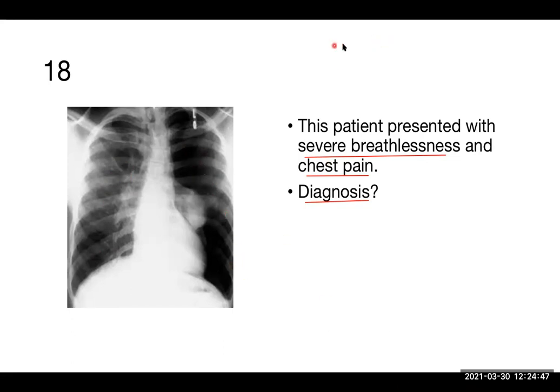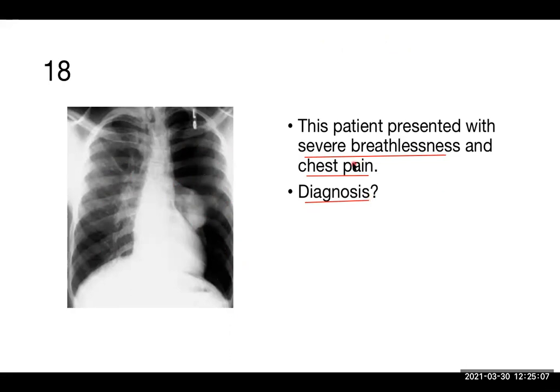Then another question is, where is the lung then? Isn't it? Where is the lung here? The lung is collapsed. This is the lung. Only this is the lung here. It is completely collapsed. So this is a case of tension pneumothorax on the left side. Tension pneumothorax on the left.